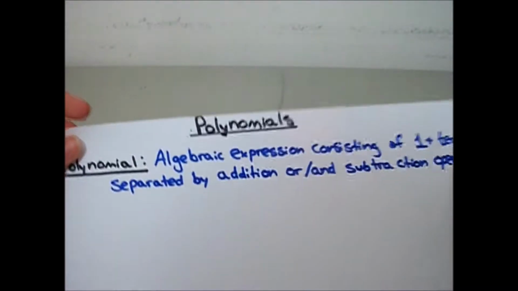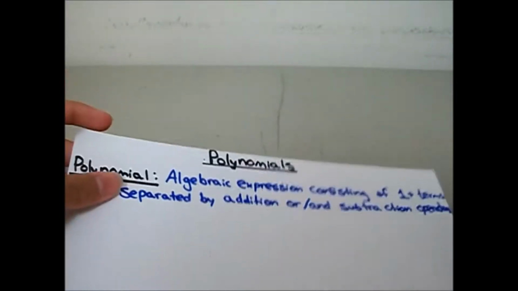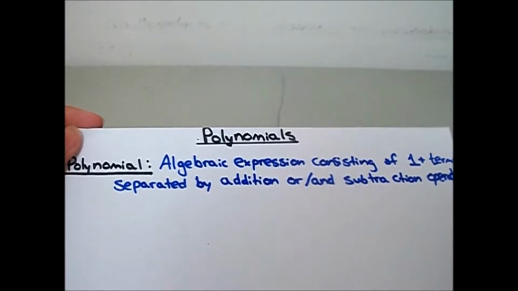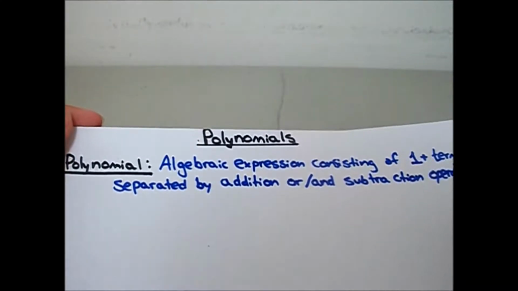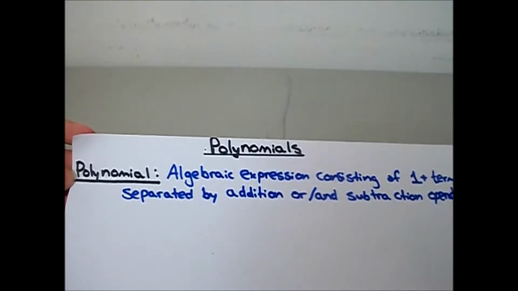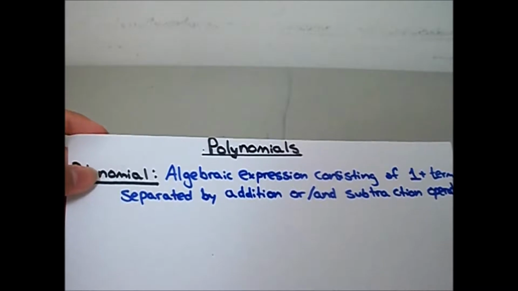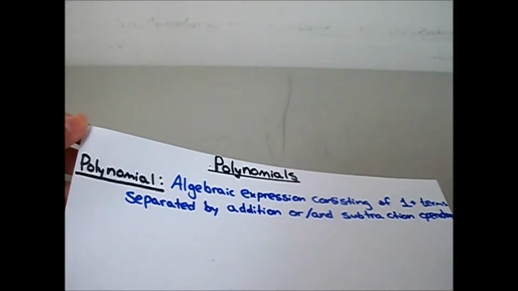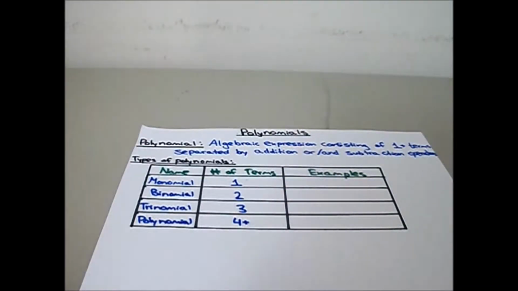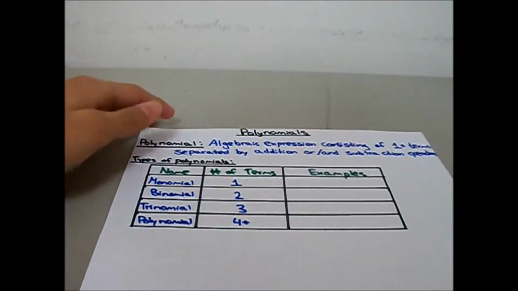So of course it makes sense to start off with the definition of a polynomial. A polynomial is an algebraic expression made of one or more terms separated by addition and/or subtraction operators. See the word polynomial: poly, the prefix meaning multiple, and nomial meaning term. So multiple terms. Now we're going to be going over the different types of polynomials.